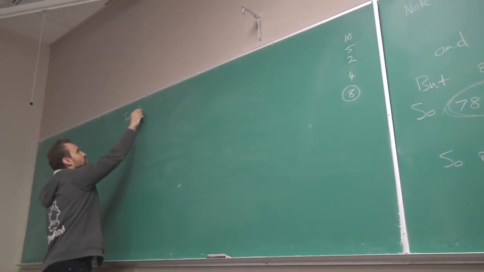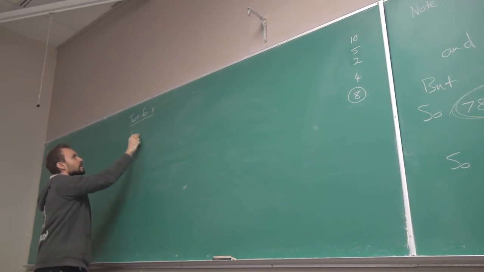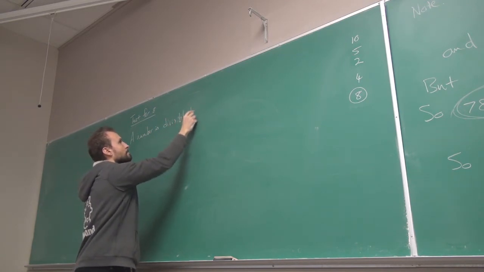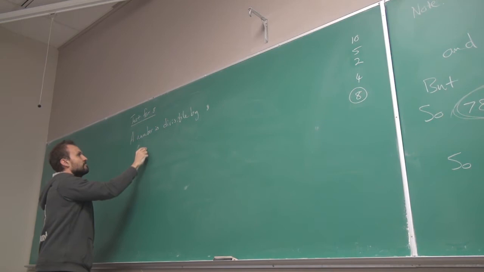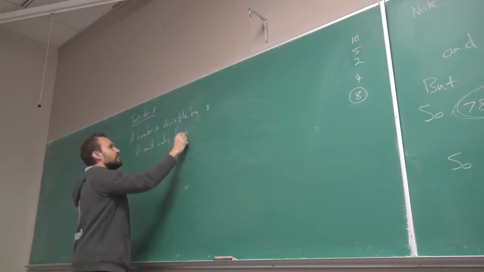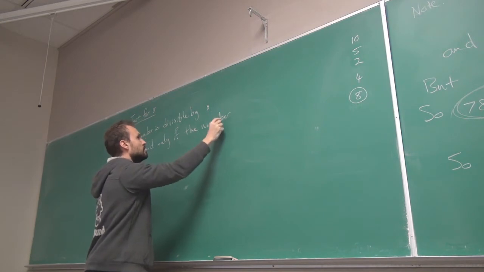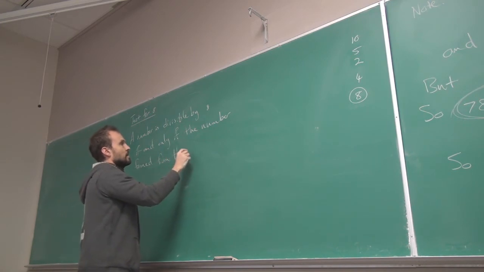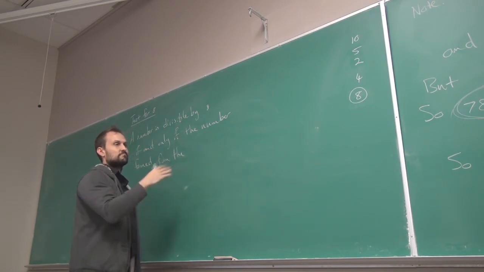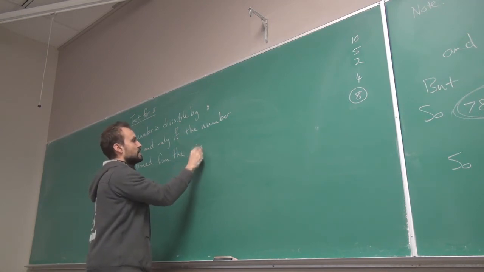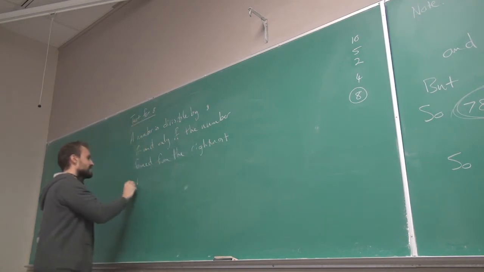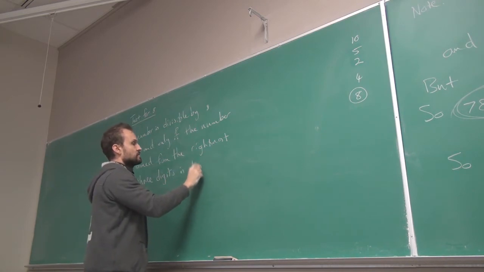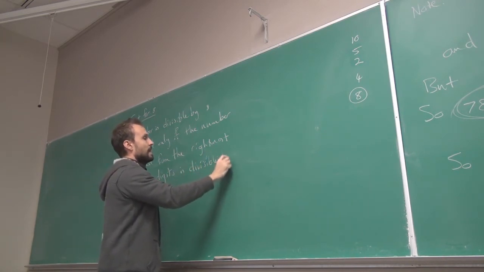Let's write that down. Test for 8. A number is divisible by 8 if and only if the number formed from the, we say the last digits, but that's a little vague, the rightmost three digits, if that number is divisible by 8.